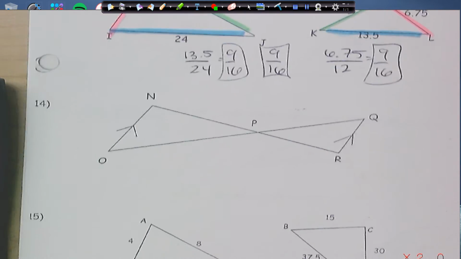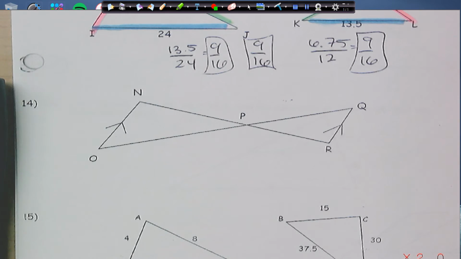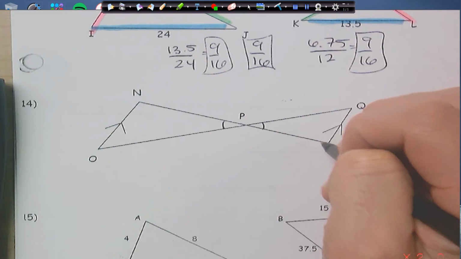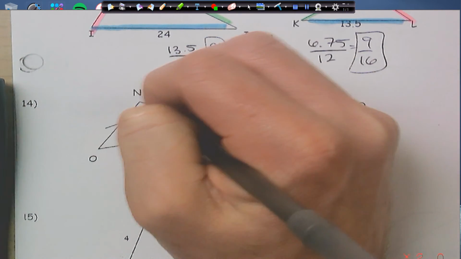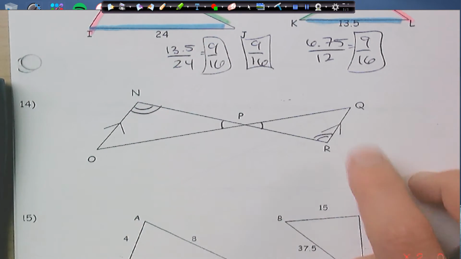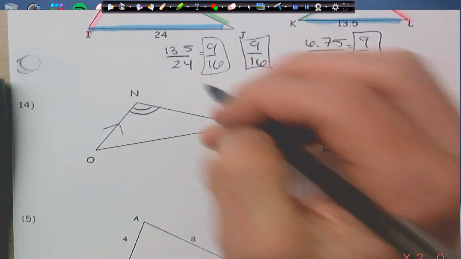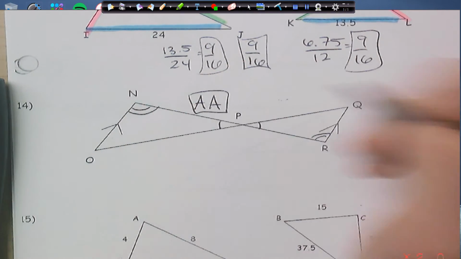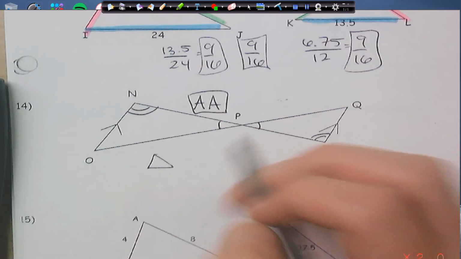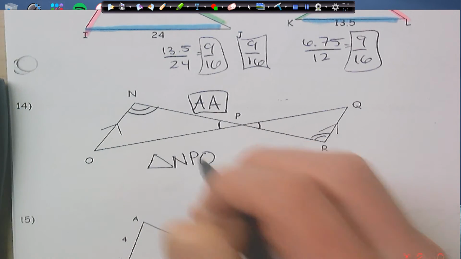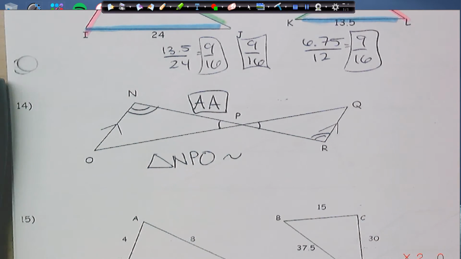On this one, I have no side information, so the only chance this has is angle, angle. I see that I have those angles right there, vertical, and then these parallel lines give me alternate interior angles. I could also do these ones as well. So this is angle, angle. And my triangle is going to be NPO. Again, you can pick any order for the first one. It's the second one that really matters.